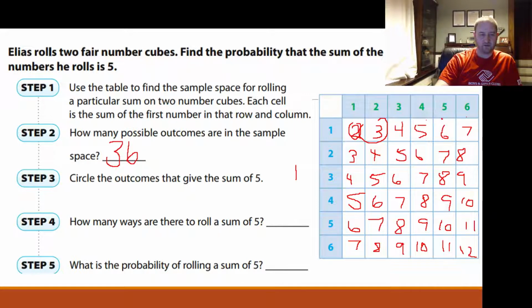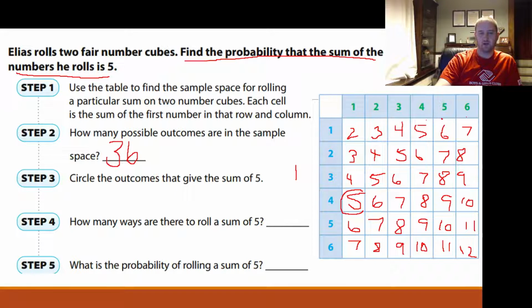Oops, I already circled a couple. Let me erase these 2, and I'll redo them. So this should be 2 and 3. So we want to circle the outcomes that give a sum of 5. Remember, our goal is to find the probability that the sum of the numbers he rolls is 5. So now that we have all the possible outcomes, let's circle the ones that give a sum of 5.